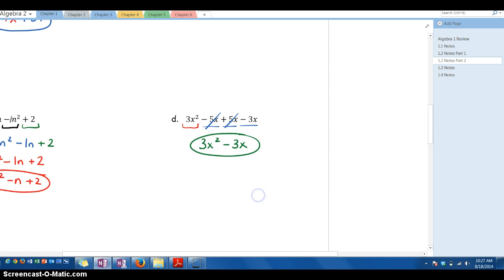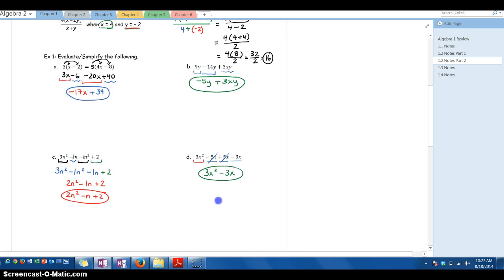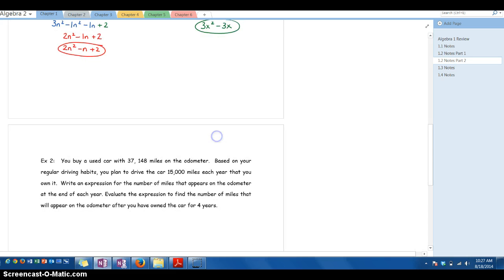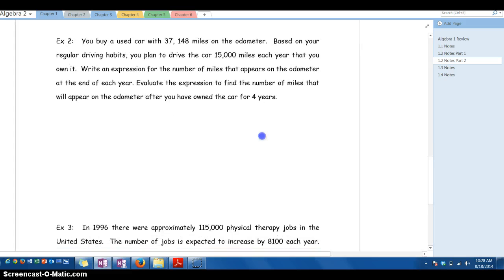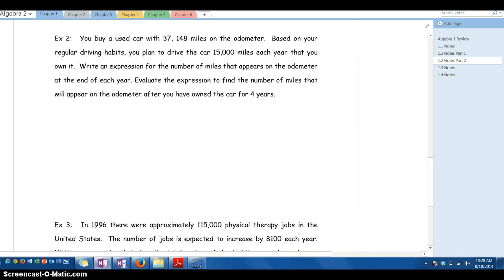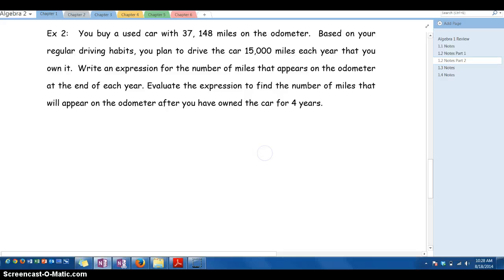All right. So that is pretty much all you have for combining like terms. But let's go into some examples of word problems. We're going to do one together, and the other one I'm going to let you do by yourself, and we'll go over it in class. All right. You buy a used car for 37,148 miles on the odometer. So I'm going to go ahead and underline some important information. Based on your regular driving habits, you plan to drive the car 15,000 miles each year.